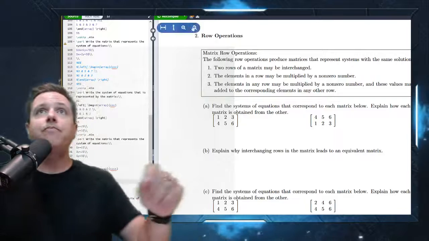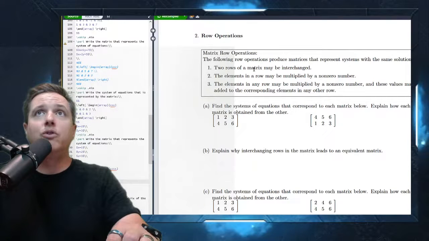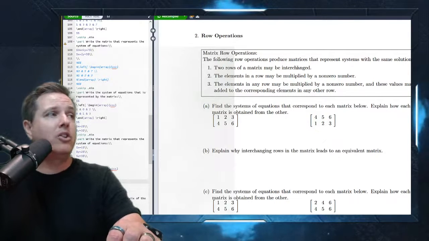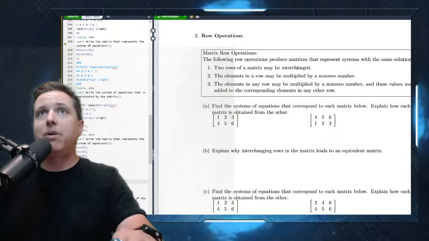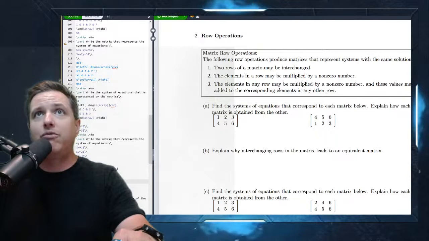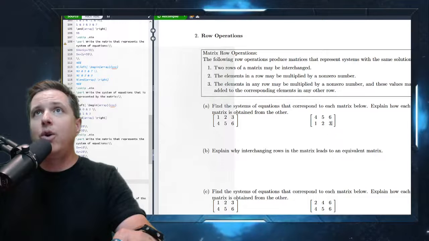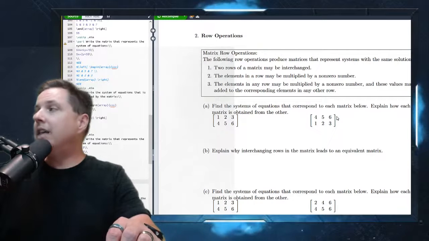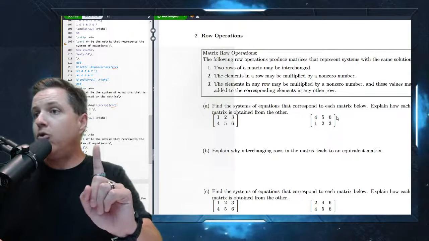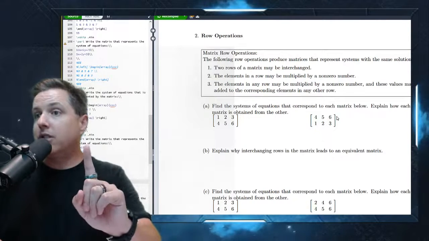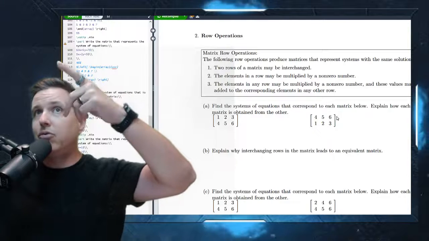So operation 1 says two rows of a matrix may be interchanged. So we can just take two rows and flip them. See how this top row 1, 2, 3 became the bottom row 1, 2, 3, and this bottom row 4, 5, 6 became the top row 4, 5, 6. That is a perfectly allowable move to do in matrix manipulation. We can just flip the rows with each other.